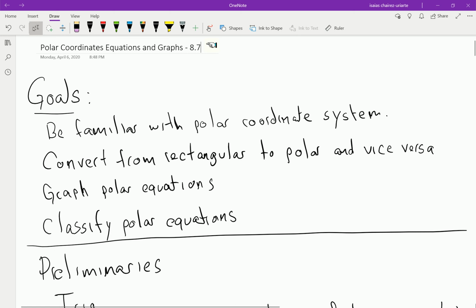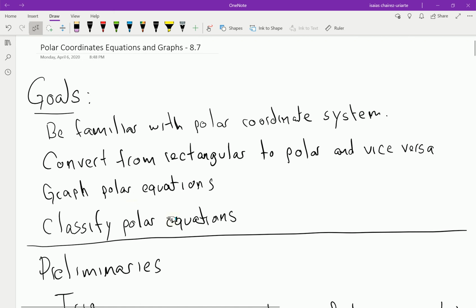Okay, this is section 8.7. We're dealing with polar coordinates, polar equations, and polar graphs. This is part 1. The goals of this section are to become familiar with polar coordinates, to be able to convert from rectangular to polar and polar to rectangular, to be able to graph polar equations, and to be able to classify polar equations.